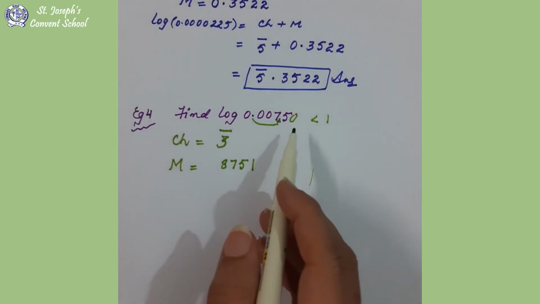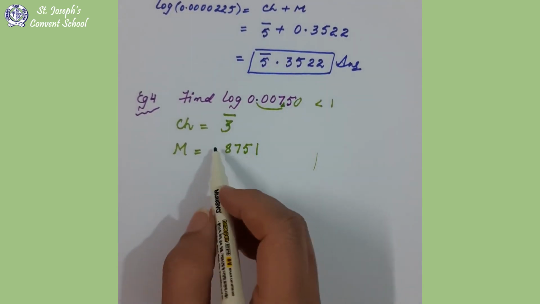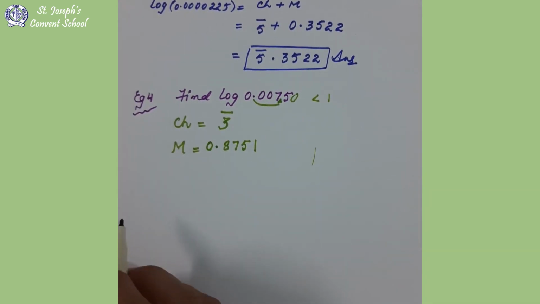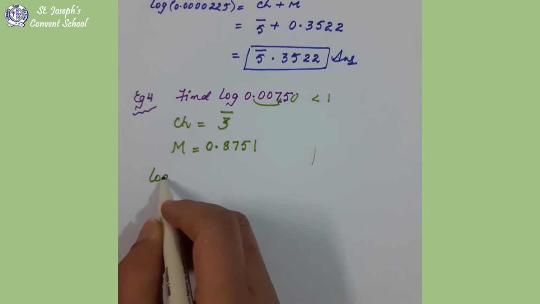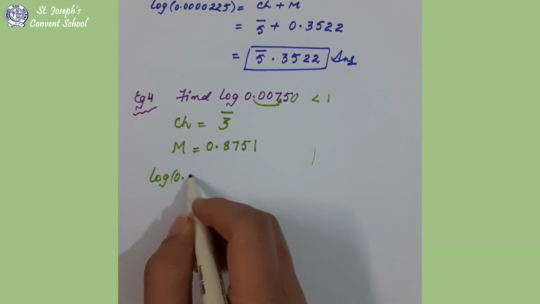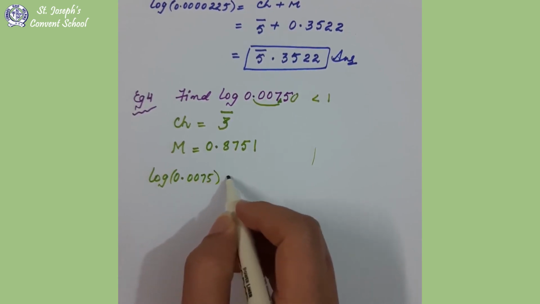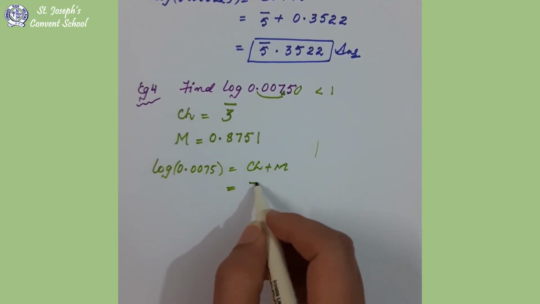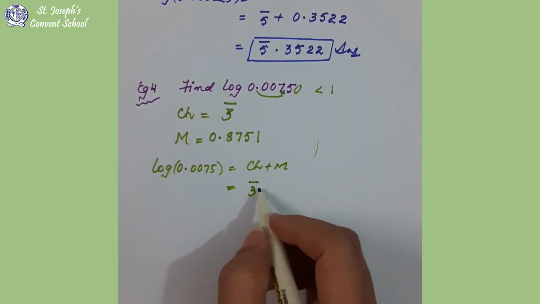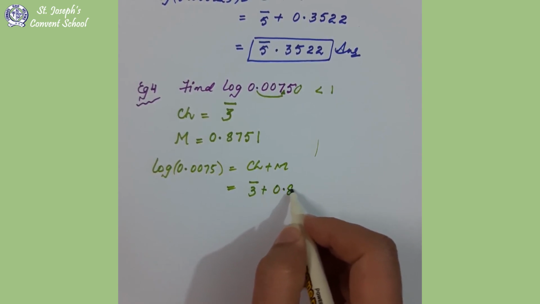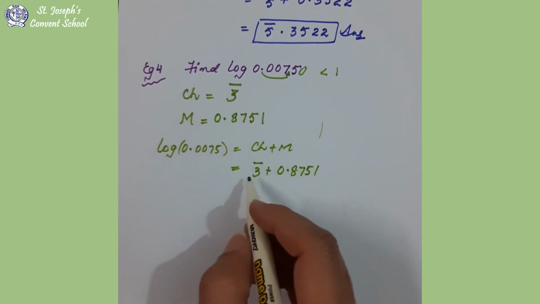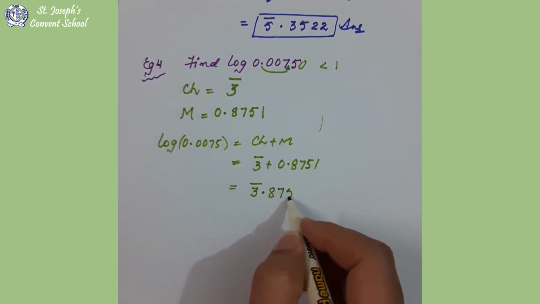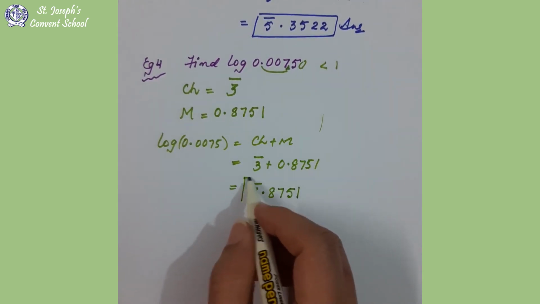Now there is no fourth digit, so no need to add anything. We will directly put the decimal here, 0.8751. Now the last step of it is: log 0.0075 equals characteristic plus mantissa. So the characteristic is bar 3, and plus mantissa is 0.8751. So after adding, you'll get bar 3.8751. So this is the answer.